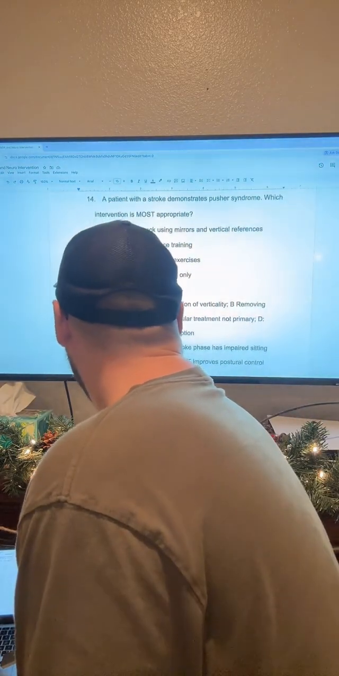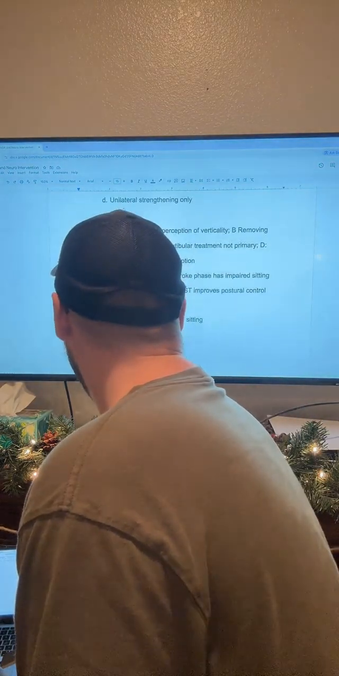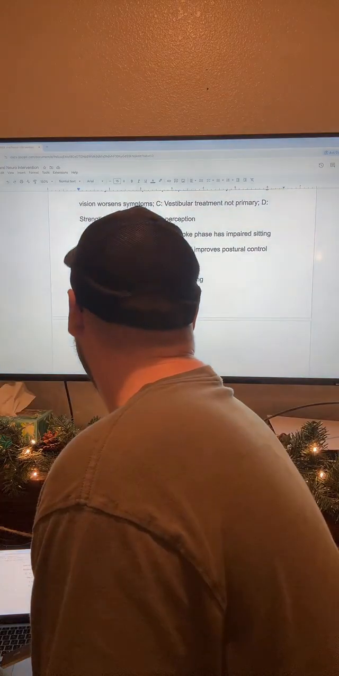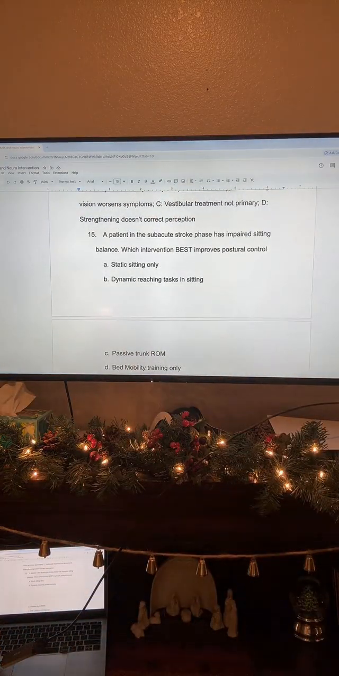Number 15. A patient in the subacute stroke phase has impaired sitting balance. Which intervention best improves postural control? A, static sitting only. B, dynamic reaching tasks in sitting. C, passive trunk range of motion. Or D, bed mobility training?